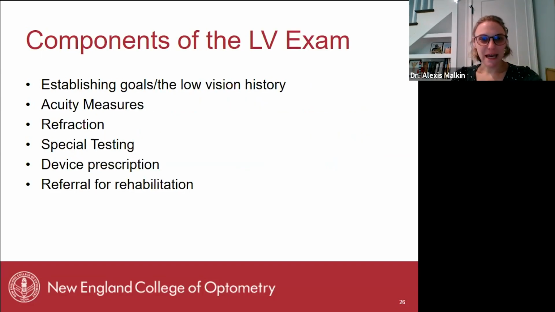So the low vision exam, I break into these 6 categories. So establishing the goals and performing the low vision history, measuring acuity, refraction, special testing, which can involve mapping scotomas, can involve Goldmann visual fields or other peripheral testing, device prescription, and then referral for other rehabilitation services. So we're going to walk through these different areas to talk about how you integrate them.